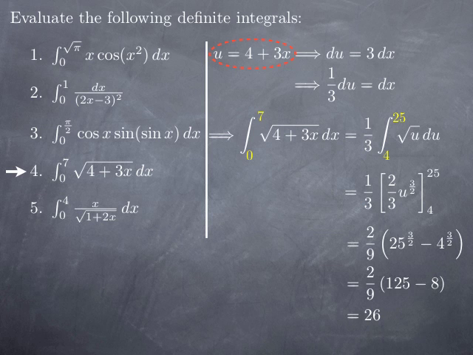So we get 2/9 of 117. 117 over 9 is 13. You multiply by 2, we get 26, sorry.